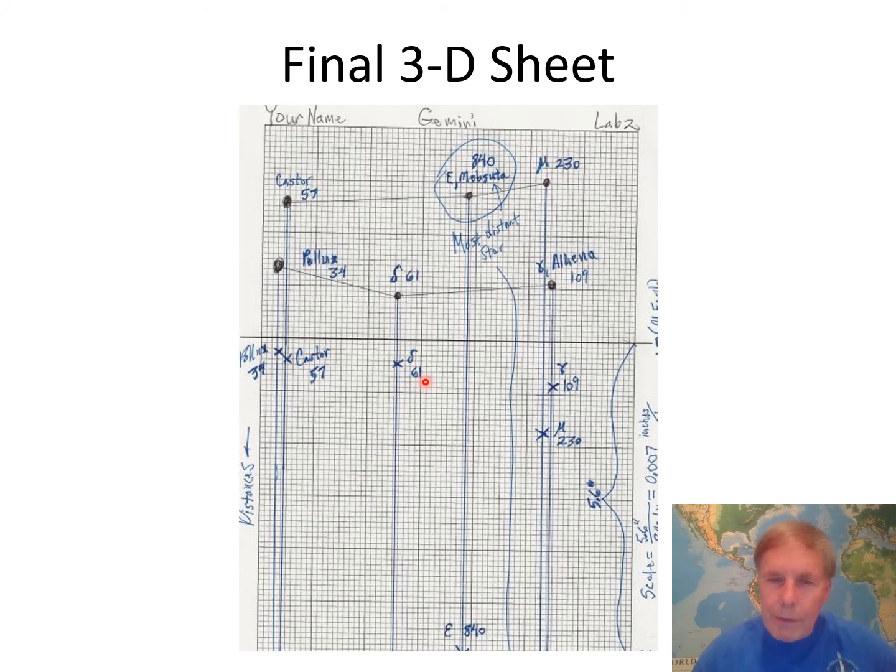Castor and Delta are kind of close distances, but they're not in the same direction. So it's not likely they're interacting. Pollux and Castor are separated by 23 light years. Now, one way to think about this is what's the distance to the nearest star in the sky for us? That'd be about 4 light years. 4 times 6 is 24. So the distance between Castor and Pollux is about 6 times the distance from us to the nearest star. Okay, and that suggests that Castor and Pollux are not interacting at all either.